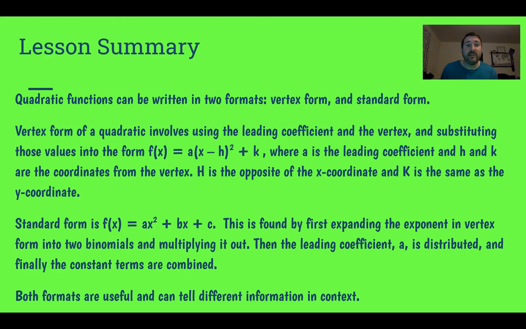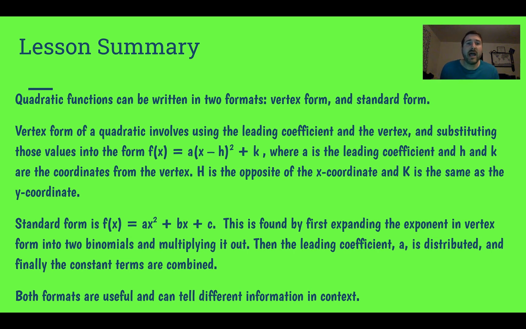In this lesson, we learned that quadratic functions can be written in two formats, vertex form and standard form. Vertex form involves using the leading coefficient and the vertex, and then substituting those values into our equation, f of x equals a times the quantity x minus h to the second power plus k, where a is our leading coefficient and h and k are the coordinates from the vertex. H is the opposite of the x coordinate for the vertex, while k is the same as the y coordinate of your vertex.